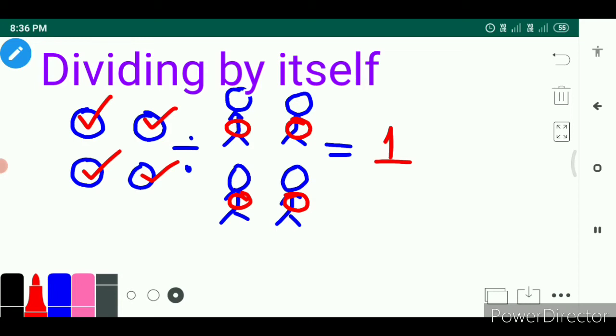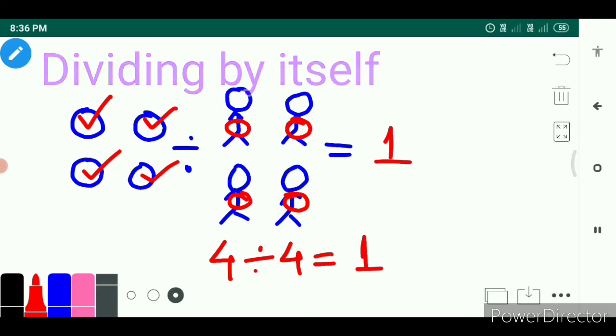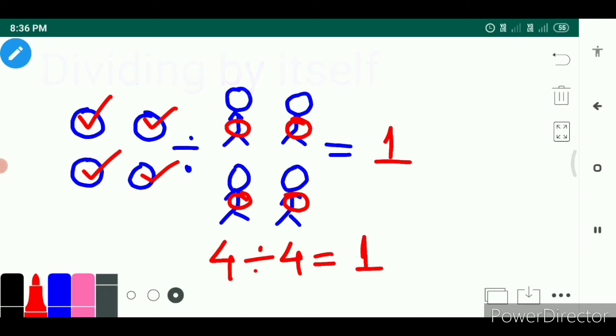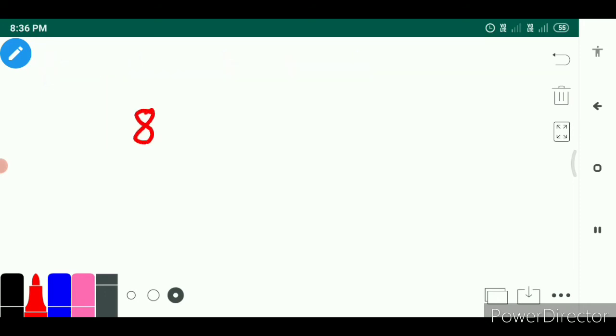By observing this, we can say that any number divided by itself will give 1 as a quotient. So if I divide 4 by 4, I will get 1. This is the second property of division. If I ask you, 8 divided by 8, what will be my answer? 1. Because if we divide a number by itself, our answer will be 1.